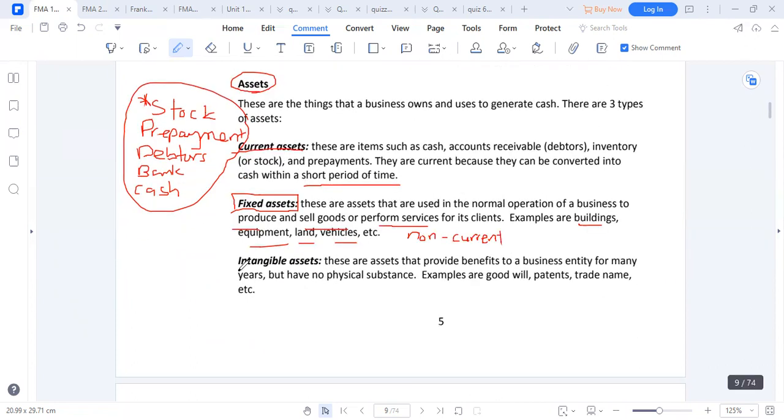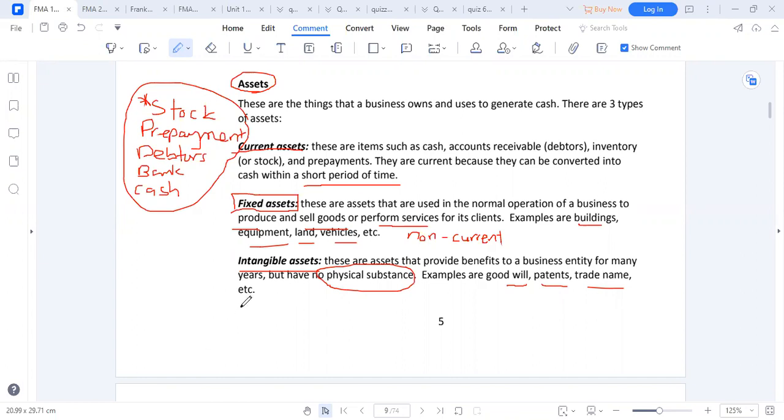We go to what are called intangible assets. These are assets that will provide benefits to the business for many years, but have no physical substance. We can't touch them, they're invisible, like goodwill, like a patent, like a trade name. These are all intangible assets. For instance, Total: if you're going to trade under that name, they have a trade name, they have goodwill, they've made a name. That is categorized under our intangible assets.